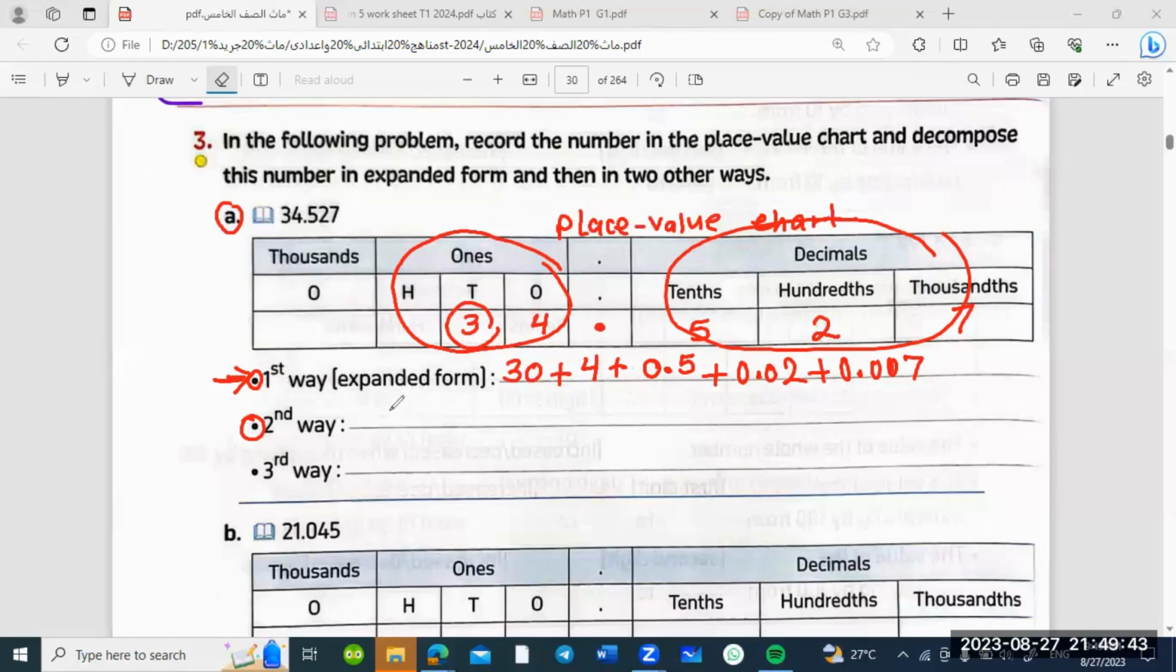Like this. I will write 34 all together without making any expanded form of it. I will take 34, which is the whole part, and write it as itself, 34. Plus, now I will expand the decimal part. Of course, I wrote it before, it's already written above in the first way. So I will just copy it. I will write 0.5 plus 0.02 plus 0.007. Easy?